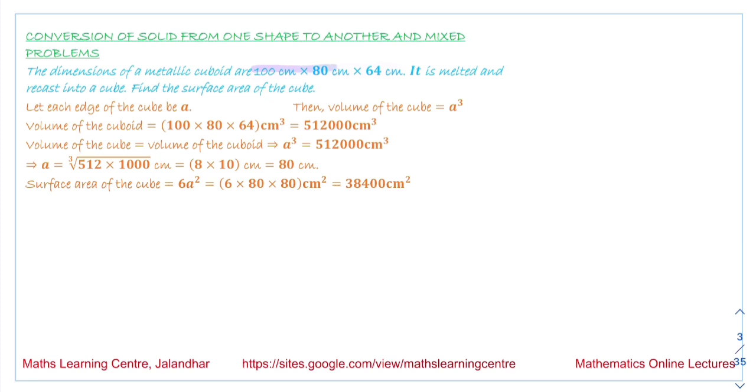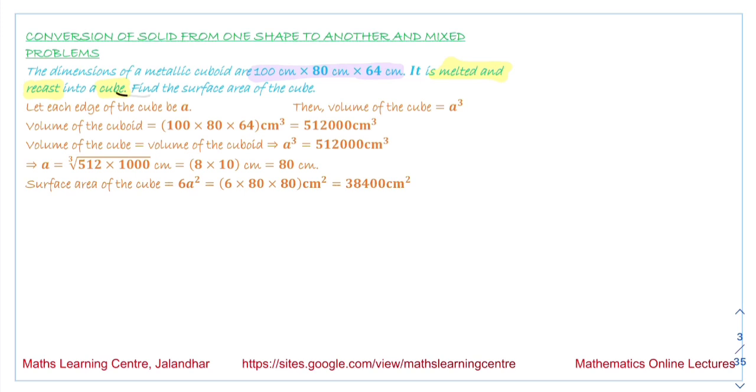100 centimeter into 80 centimeter into 64 centimeter. It is melted and recasted into a cube. We have to find the surface area of the cube. So what will be same over here? We are saying it is melted and recasted into a cube. So it means the volume will be same for both these figures.